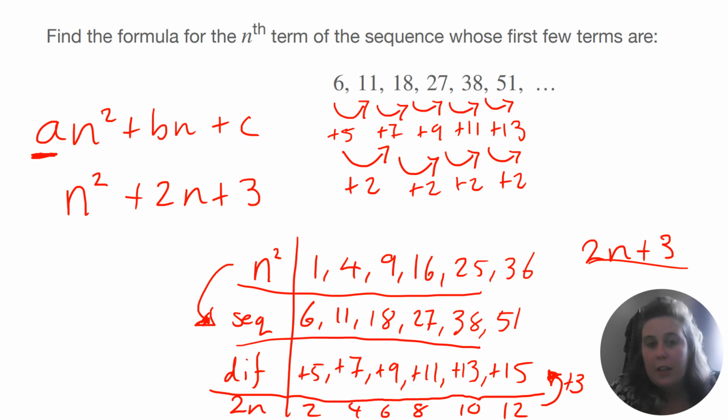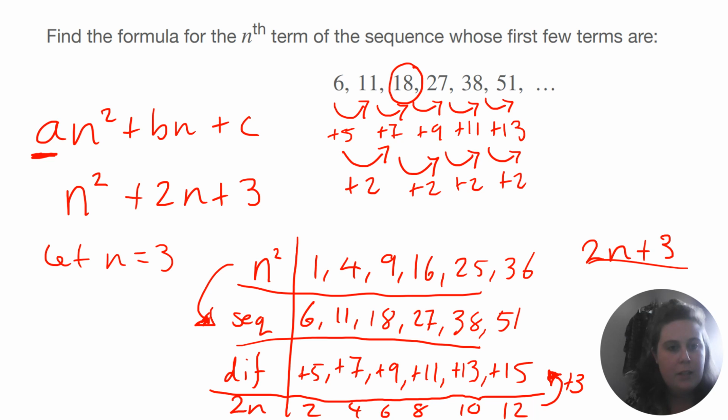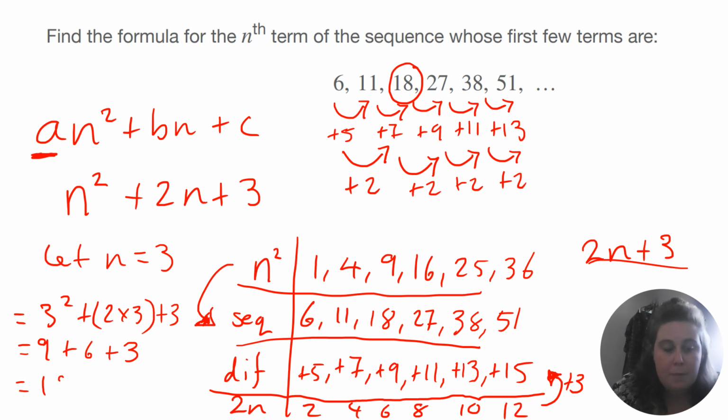At this stage, it's always a good idea to make sure that our nth term is correct. So I'm going to pick one of the terms from the original sequence. I'm going to pick 18, and try to obtain it using the nth term that we've created. 18 is the third term here, so all I need to do is substitute 3 in as n. So let n equal 3. We get 3 squared plus 2 times 3 plus 3, which is 9 plus 6 plus 3, which is 18, as we would expect. So that's it for that question.